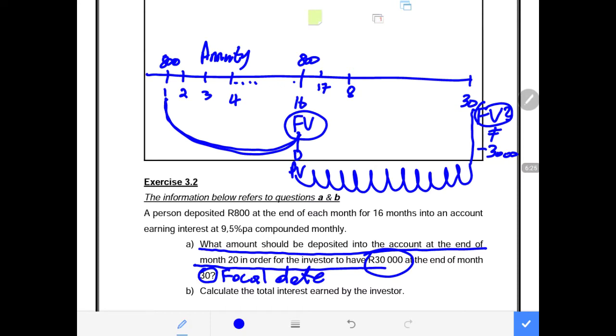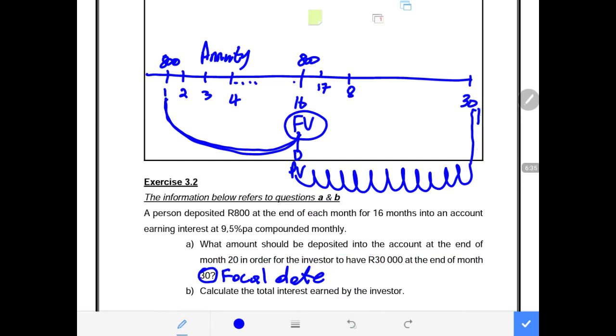Therefore, now we need to calculate the present value of that amount, which is the amount that will need to be invested at the end of month 20. Yes, I'm still explaining some of the things, but I will be doing them practically now. So now let us go straight to the response to this question.